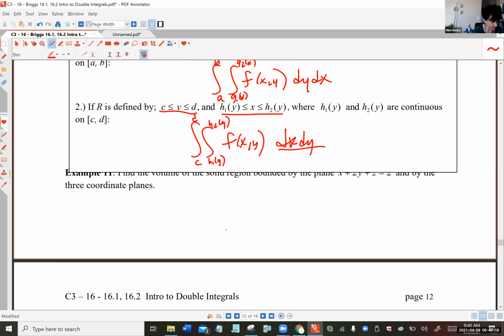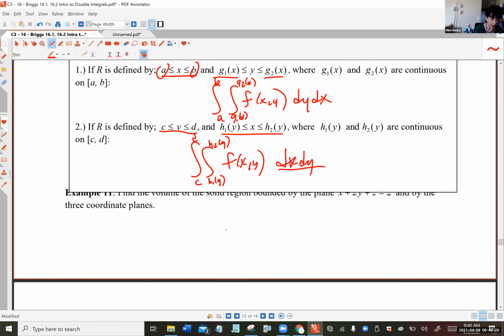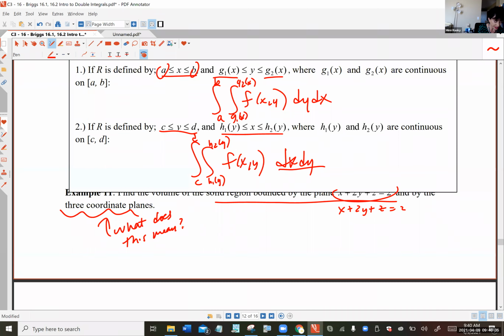Okay, so your first example here, it looks like it got kind of cut off. We're finding the volume of a solid bounded by the plane x plus 2y plus z equals 2, and by the three coordinate planes. What does this mean? It means you're in the first octant. What is the first octant? It's where x, y, and z are all positive. So in the x, y, z coordinate system, it's the region that's coming out at you.